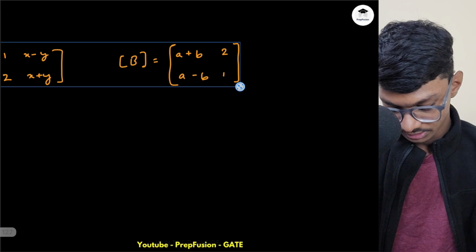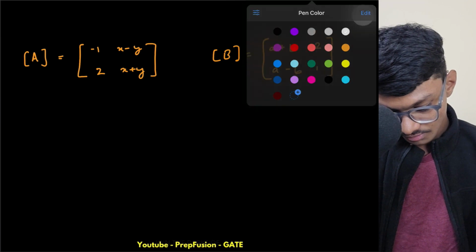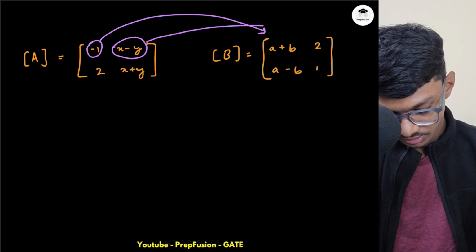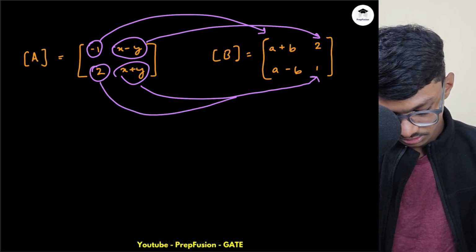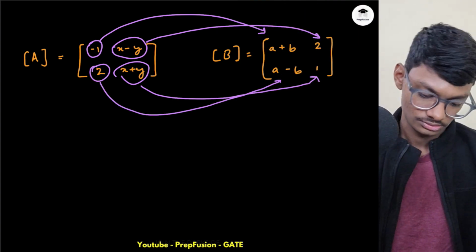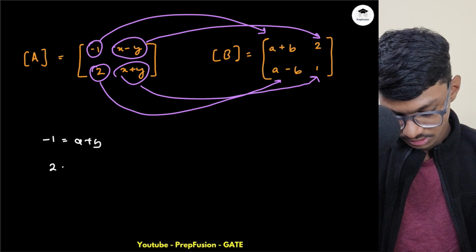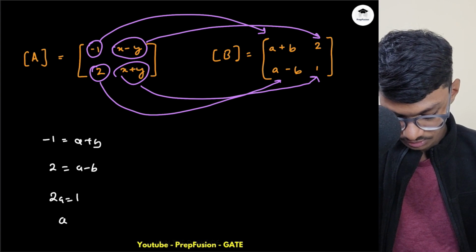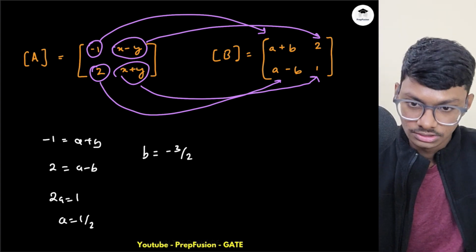If A and B are equal, then this will be equal to this, this will be equal to this, and this will be equal to this. So minus 1 equals a plus b and 2 equals a minus b. Simple simultaneous equations. Adding them, 2a equals 1, so a will be equal to 1 by 2. Now b will be equal to minus 3 by 2.